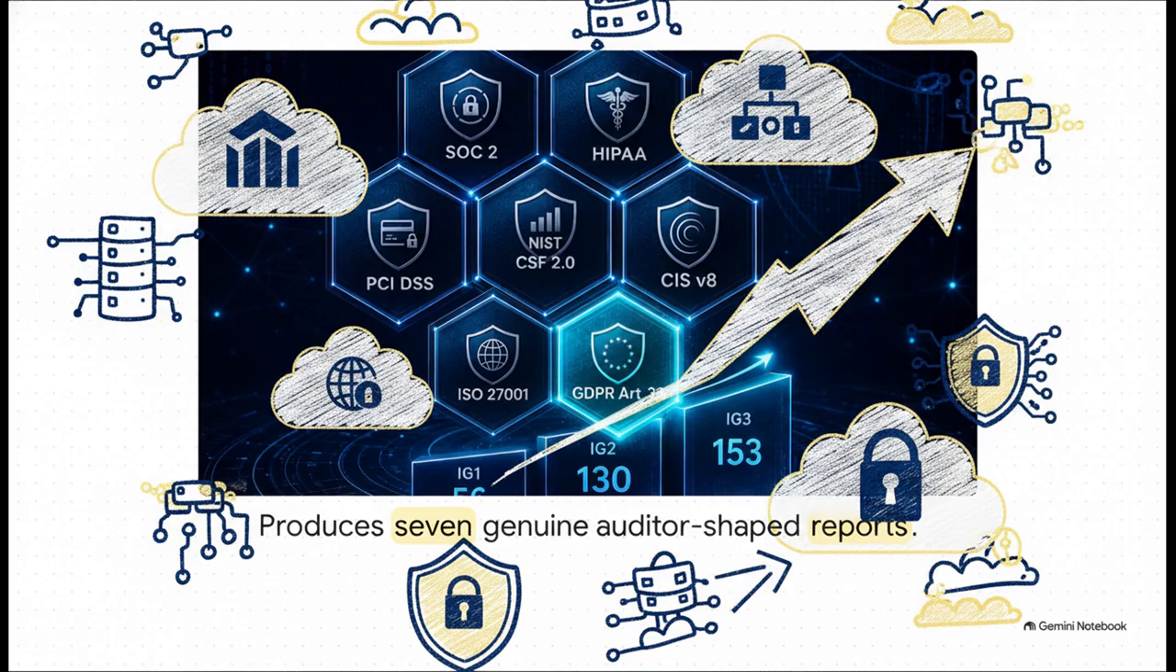We're talking SOC 2, HIPAA, NIST CSF 2.0, PCI DSS, ISO 27001, CIS V8, and the GDPR Article 32 infrastructure substrate. It's not one report relabeled 7 times. These are 7 actual reports.